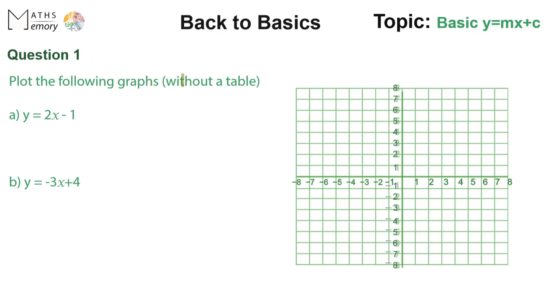Plot the following graphs without a table. So the key word is without a table. How can we do this really quickly? Now it's used with a method called quick sketch method. And how do we go about this? Well, first of all, let's define y equals mx plus c as such. So we have something called the y-intercept, which is the first thing you should look for, which is the plus c. That means where it intercepts the y-axis over here, the vertical line. And also we have something called the gradient, which is m.